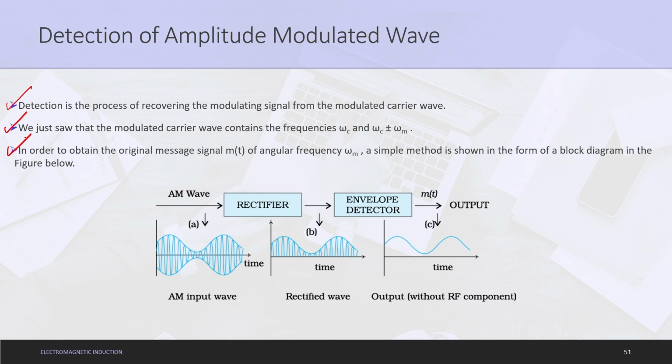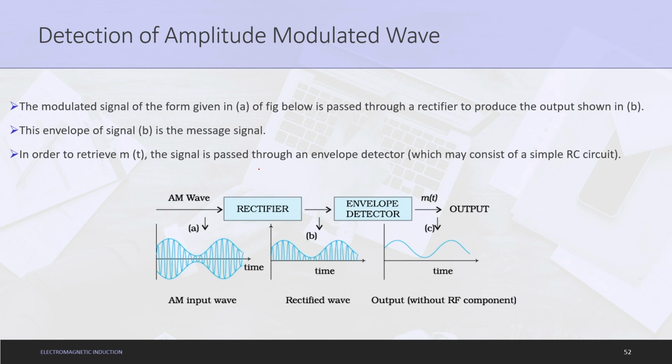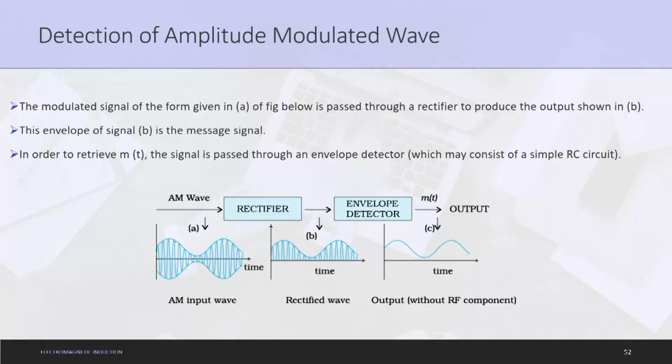Just to explain the concept written below, the modulated signal is in the form given in A. This is the form of the modulated signal: if the complete formulation I told you is passed through the band pass filter, we will only have the terms which have a frequency of omega c plus omega m and omega c minus omega m. The addition of all those terms gives a wave in this form. The modulated signal of the form given in A in the figure below is passed through a rectifier to produce the output shown in B.